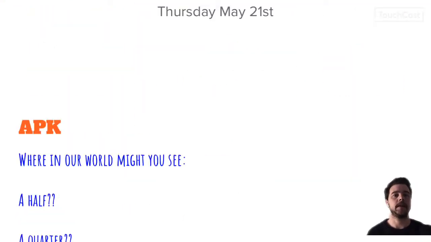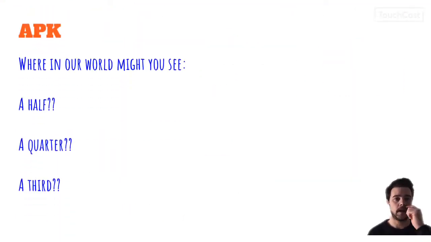All right, before we get into our lesson, I want you to answer this question. Write it down, record it, because you need to upload this with your activity. Where in our world might you see a half, a quarter, or a third? I want you to give me an example of a half, a quarter, a third, a real thing in our world.